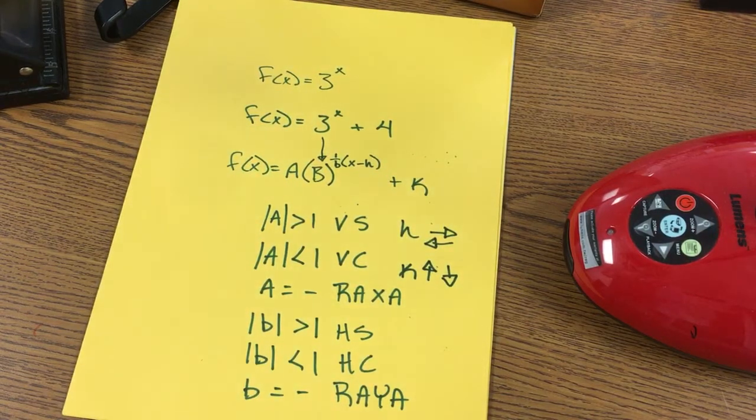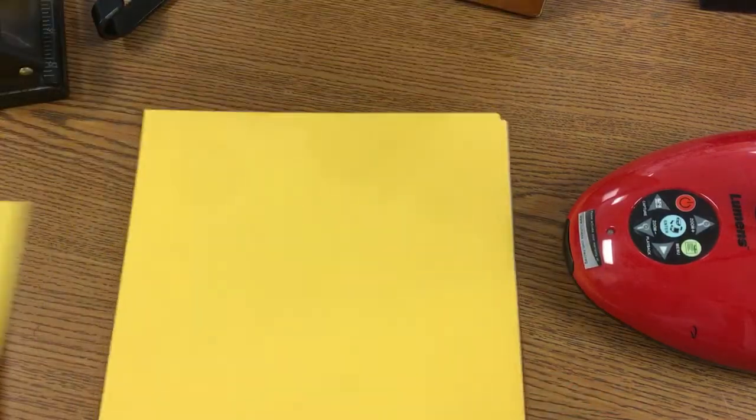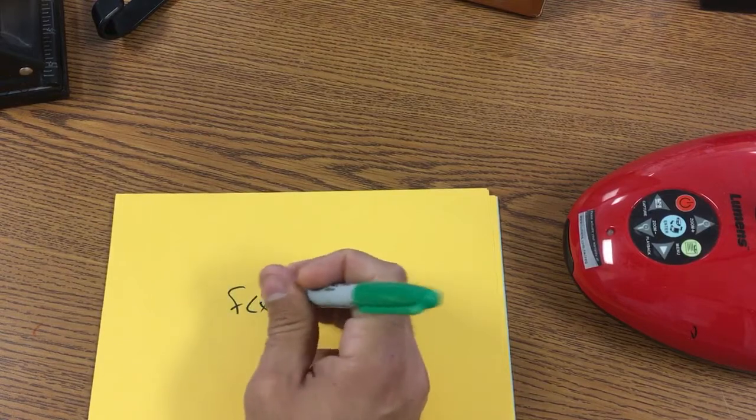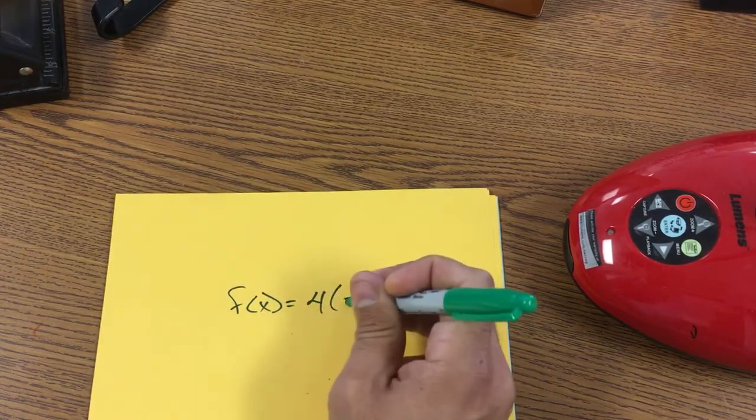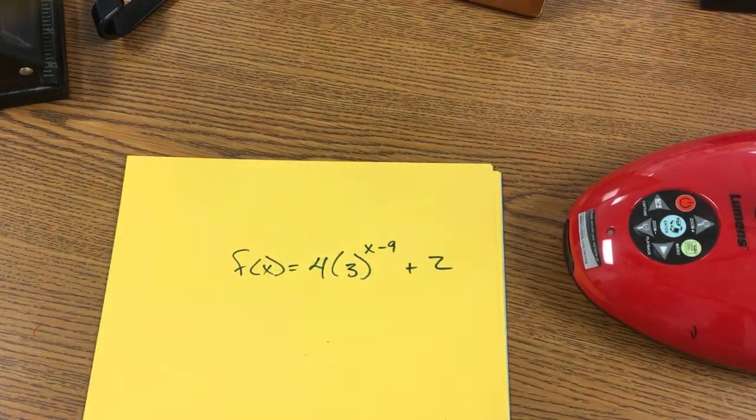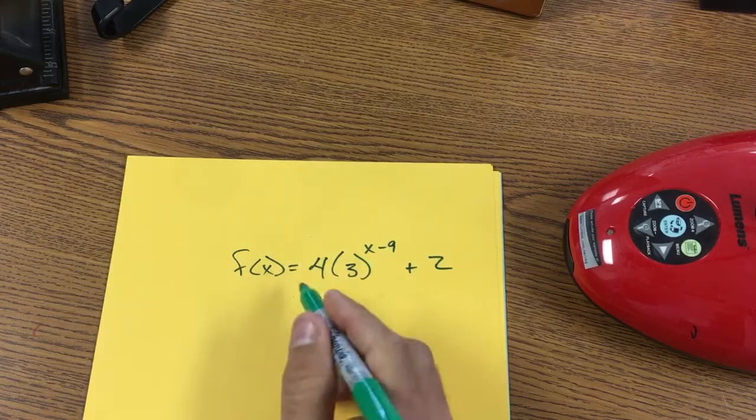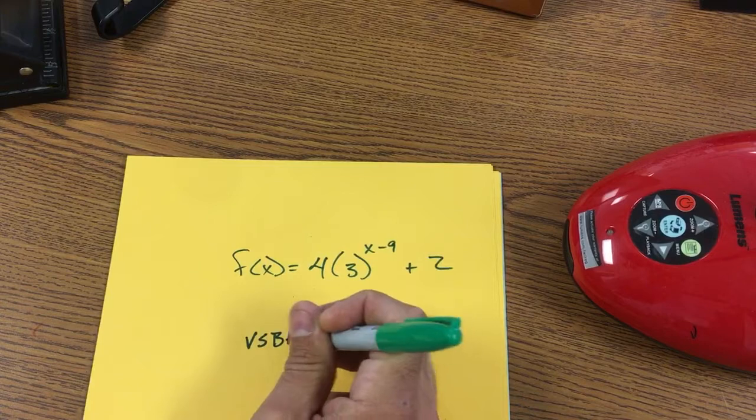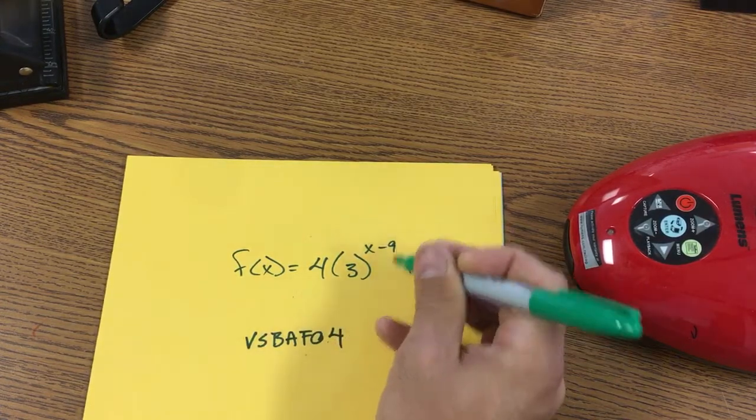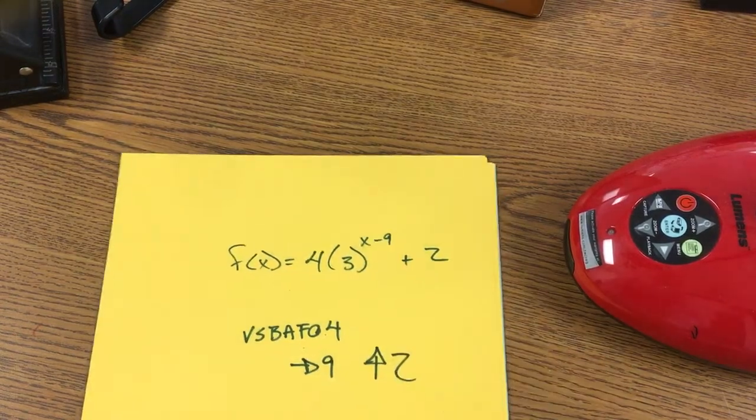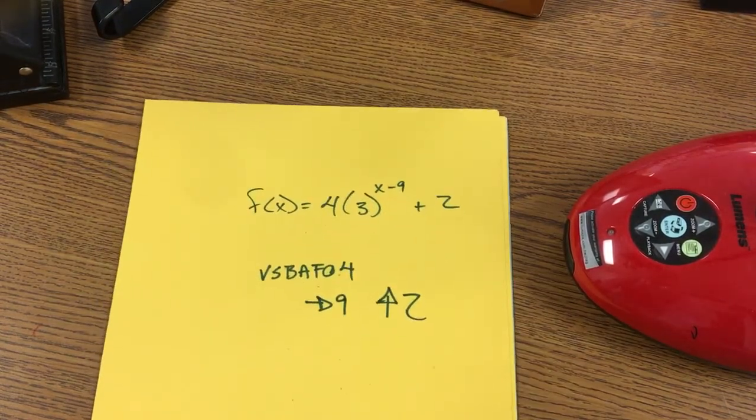I don't think you guys have too much trouble with this. We're going to do a whole bunch of examples in class, but let me just give you one. So using that same base function, 3 to the x, if I have something like this, I'm going to look at it. This is A. It's absolute value larger than 1, so it's going to be vertically stretched by a factor of 4. This 9 is going to move me to the right 9, and this 2 is going to move me up 2. So you guys are pretty good at that. We won't worry about that too much.